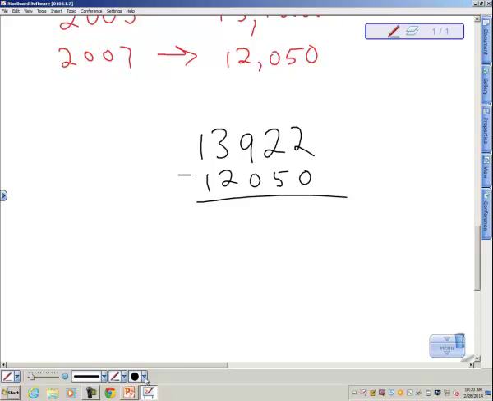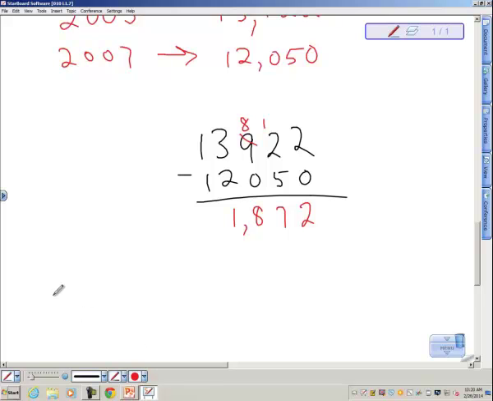So we have to borrow, right? Or actually, this one we don't, because that's just a 0. I got 18. So this will be 2 here, but we have to borrow, make that an 8. That's 12. That'll be a 7. And then this will be 8. 3 minus 2 is 1. So there was a loss of 1,872, right?